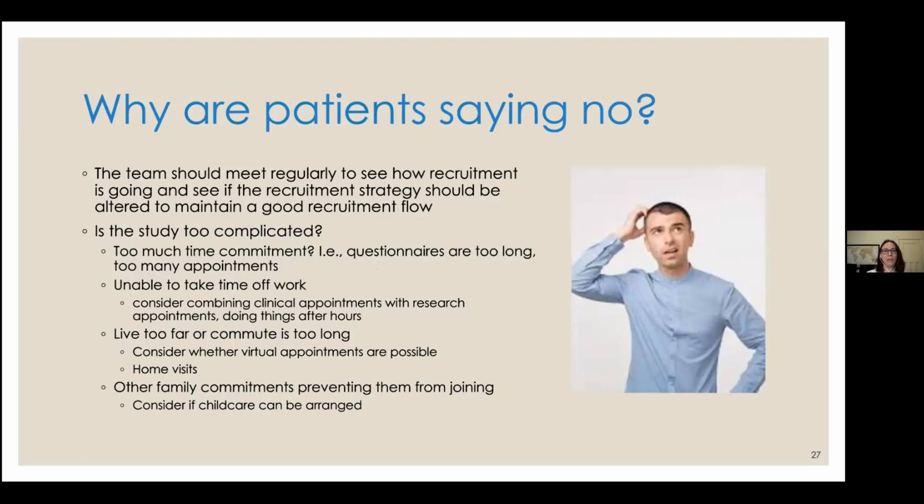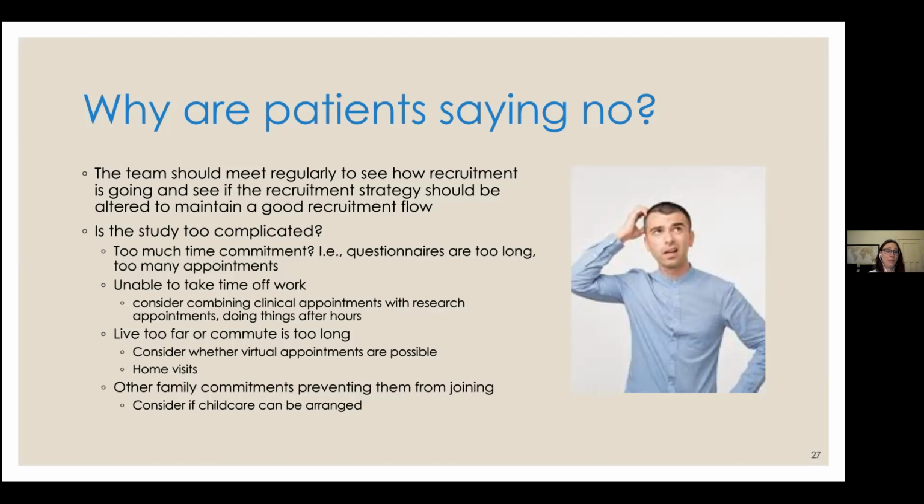So if you're running into trouble, why are the patients saying no? The team should meet regularly to see how recruitment is going, see if your strategies are working. Are you maintaining a good recruitment flow? And if you're not, why? Is the study too complicated? Are there too many steps? Is there too much of a time commitment? Are the questionnaires just too long? Are there too many appointments involved?